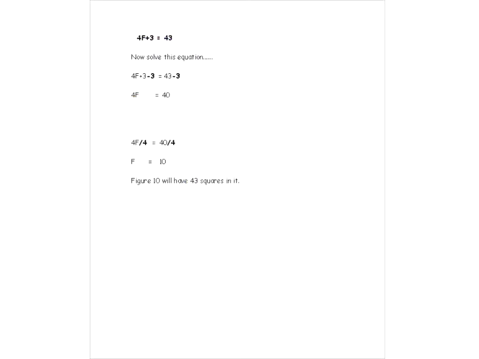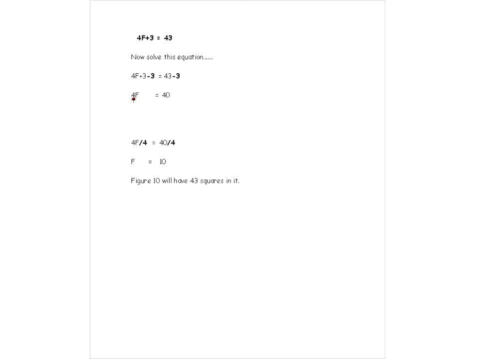Okay, so to do that, 4f plus 3 equals 43. We solve this like we did before. We have 3 added to the variable term. We're going to have to subtract 3 from both sides. When we do that, we end up with 4f equals 40.